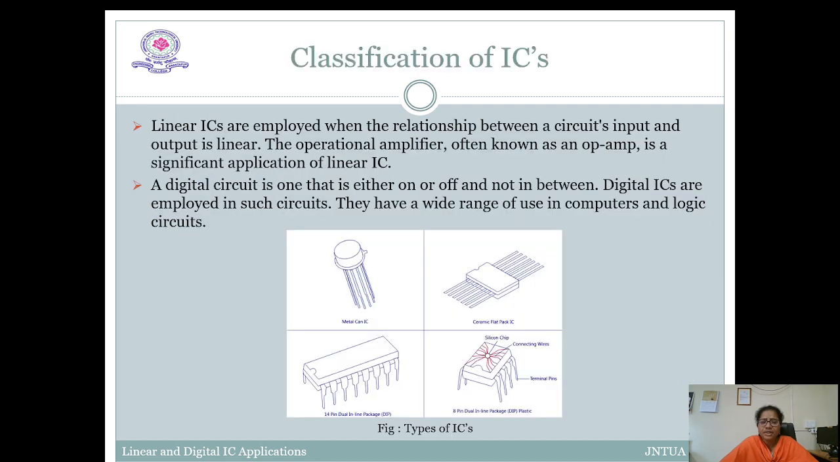And then these linear ICs are employed where the relation between the circuit's input and the output is linear. The operational amplifier, often known as an op-amp, is a significant application of a linear IC. A digital circuit is one of either on or off, and digital ICs are employed in such circuits. They have a wide range of use in computers and logic circuits. This is the classification of ICs under the technology. It may be a linear IC or a digital IC.